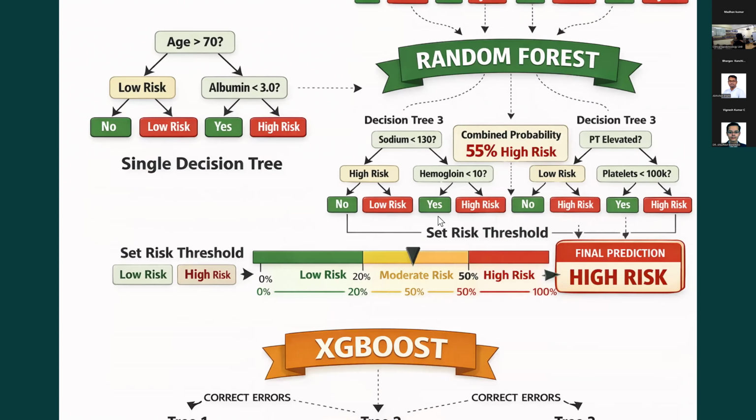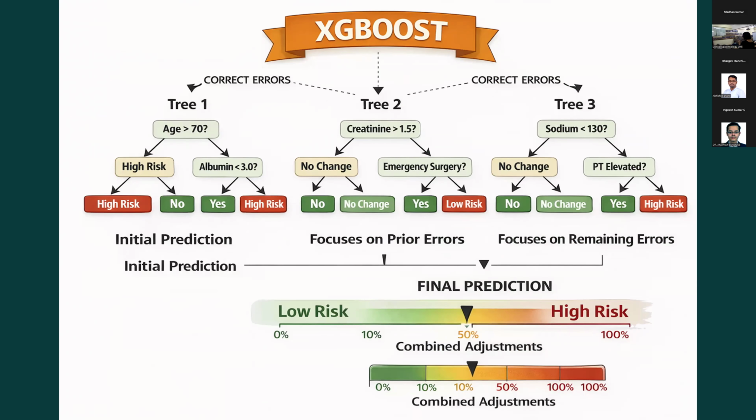So XGBoost is a little different. There was a forest of trees; here there is only one tree, and this tree is a constantly evolving tree. It learns from its prior errors and makes a different decision. Initially, if it is predicting something low, then based on prior errors, more parameters are added, like creatinine, sodium. It learns from all of this and makes a final decision. So this is a single, evolving tree, which evolves based on its previous mistakes.